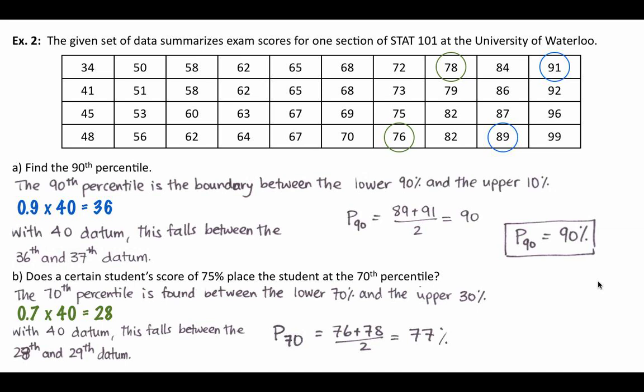So that 77% represents the 70th percentile, so a student's grade of 75% is below the 70th percentile. If they were trying to get into a program where they needed to be at a minimum at the 70th percentile, they wouldn't have gotten in because they're below. And even though they got a 75% in the course, they still didn't do better, or at least the same, as 70% of the students.